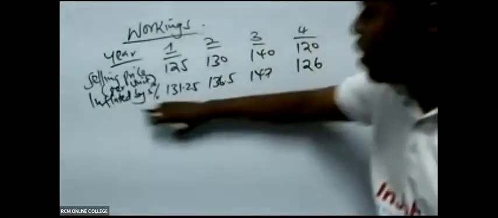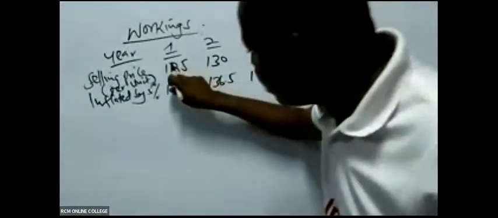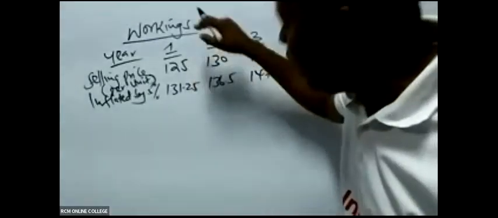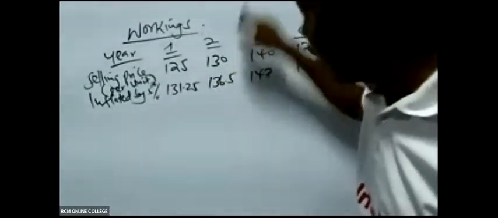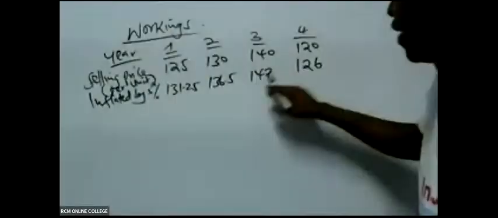So this is how we get our new selling prices. You take 125, you multiply by 1.05. You increase by 5%. 130, you increase by 5%. 140, you increase by 5%. So these are our new selling prices per unit.